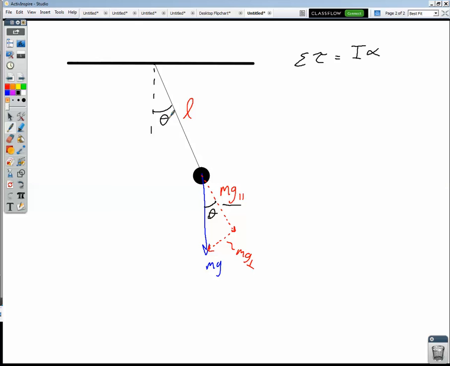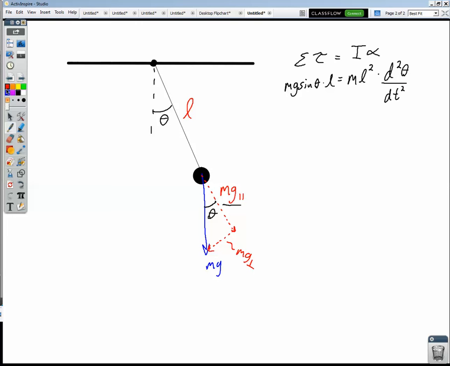So then mg perpendicular, we're looking at the sine. So we have the magnitude of the force, which is going to be mg times the sine of theta, times the distance it is away from the axis, and the axis of rotation is right here where our pendulum's attached to the ceiling. So that's going to be times L. And that's going to equal I for a point mass, which is going to be m times the distance from the axis squared, times alpha. And let's go ahead and say that alpha is the second derivative of the angular position of the pendulum.